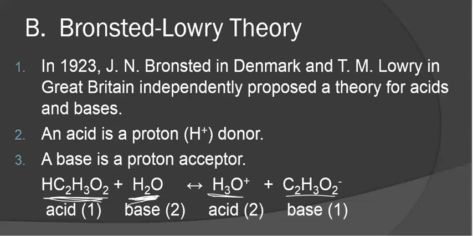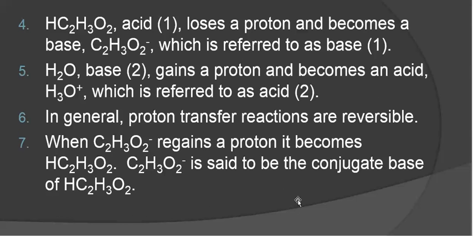You'll notice I also have acids and bases on the product side. These are called conjugate acids and bases. If I go from H3O to H2O, I lose a hydrogen in the process. So H3O is called the conjugate acid. And if I go from acetate, C2H3O2, to acetic acid, I gain a hydrogen in the process. So acetate is my conjugate base. So this explains what I just went through.